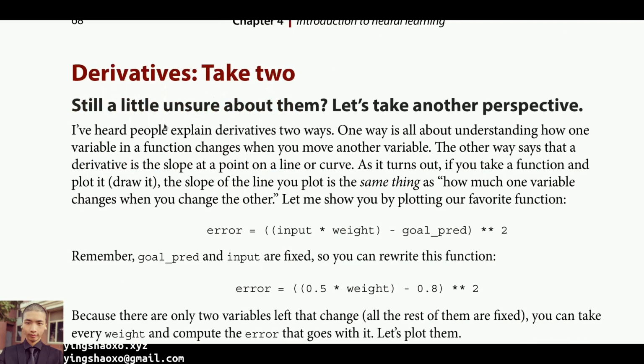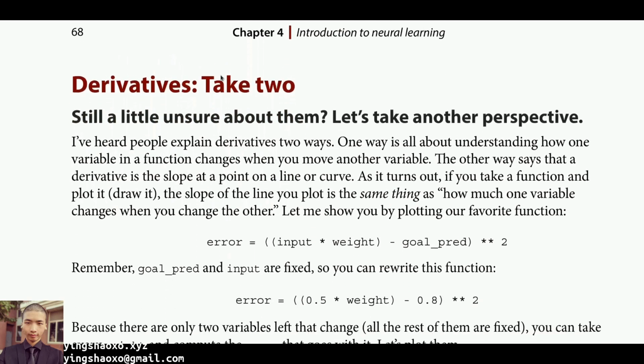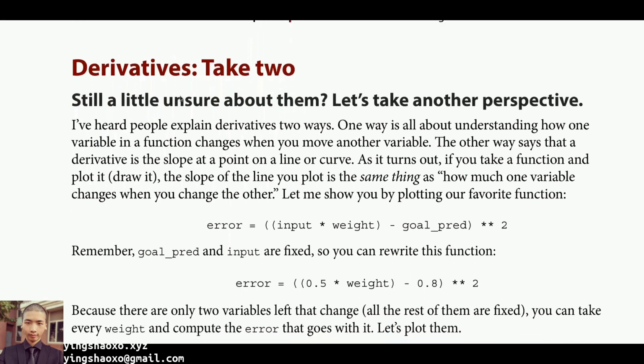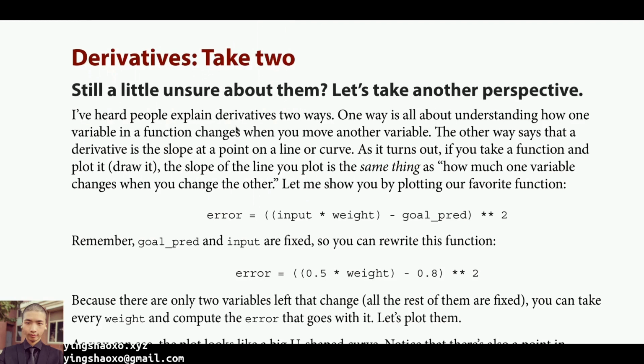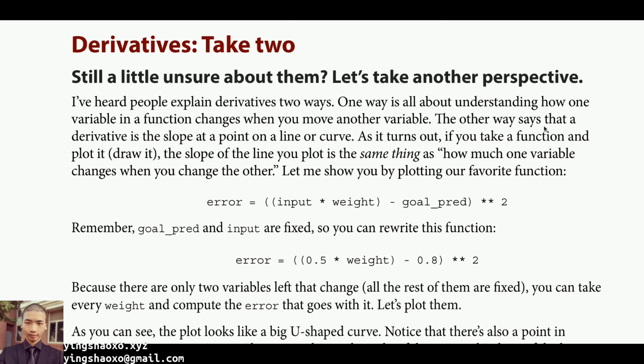Derivatives, take 2. Still a little unsure about them? Let's take another perspective. I've heard people explain derivatives two ways. One way is all about understanding how one variable in a function changes when you move another variable. The other way says that a derivative is the slope at a point on a line or curve.